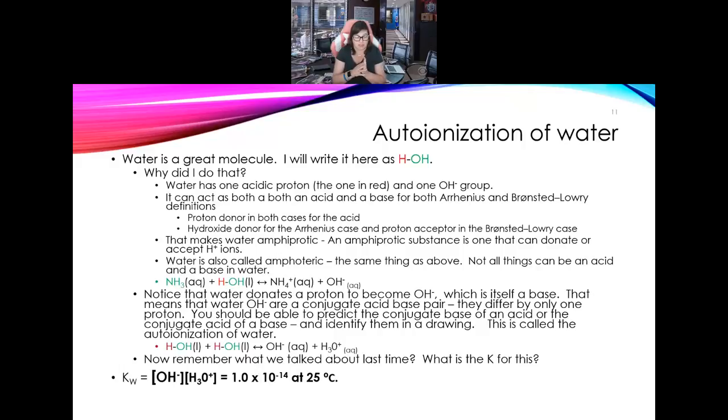This is called the autoionization of water. So two waters acting together give me an OH- and an H3O+. Now remember what we talked about last time. What's the K for this? Now Kw is [OH-] times [H3O+], which is equal to 1 times 10 to the minus 14th at 25 degrees. Most of what we talk about, we assume is at 25 degrees. Now that value for K is dependent on the temperature. So just in the same way that you can use this value for K, you can use other values for K to do the same things. You just have to remember that it's a different value at a different temperature, okay?